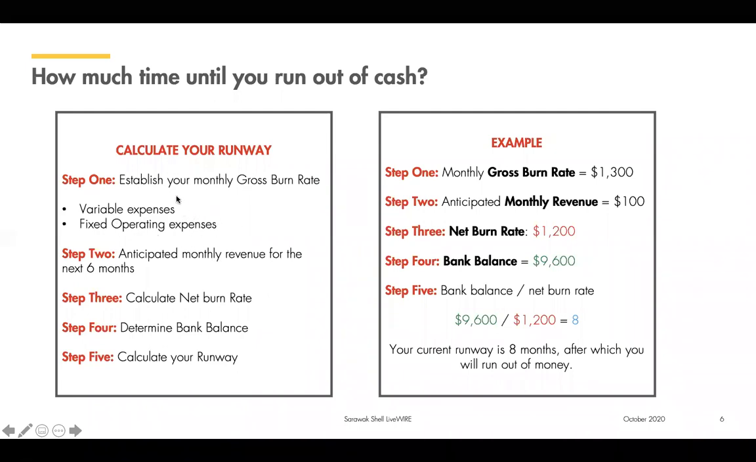So you have to take into account, there's no point for you to just cover your fixed costs. Look at how much you are budgeting for the sales that you're targeting. Step two, anticipate the monthly revenue for the next 6 months, for example, calculate the net burn rate, determine your bank balance, and calculate your runway.